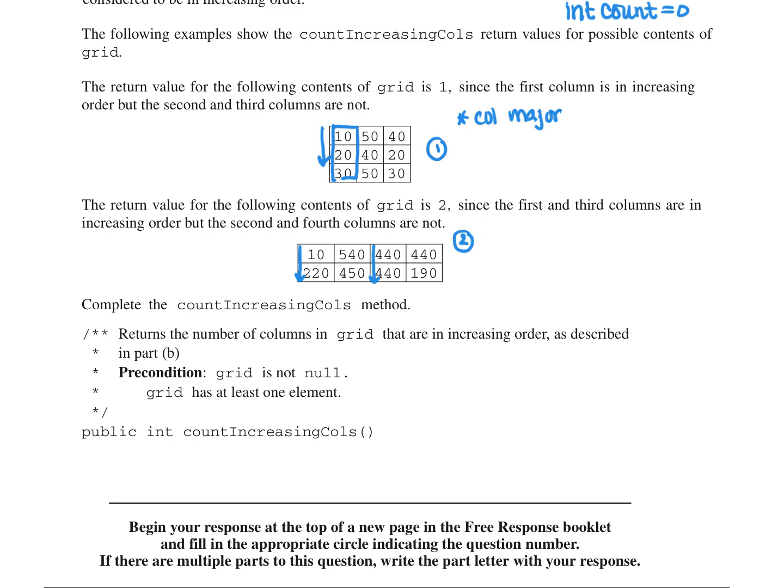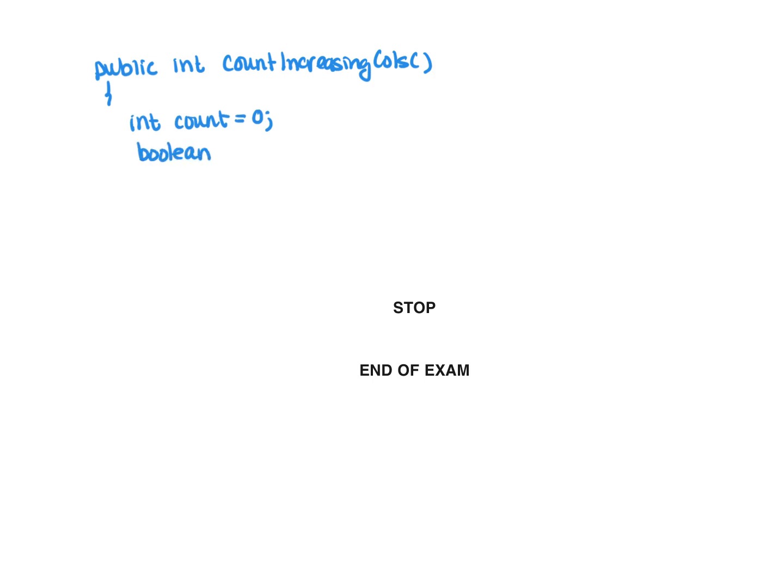So public int count increasing column with no error bounds. So the first thing we're going to do is create a memory location for the count. This is going to count how many columns are increasing. Then we're also going to have a Boolean flag, which I'm going to call Boolean increasing, and I'm going to set that equal to true.